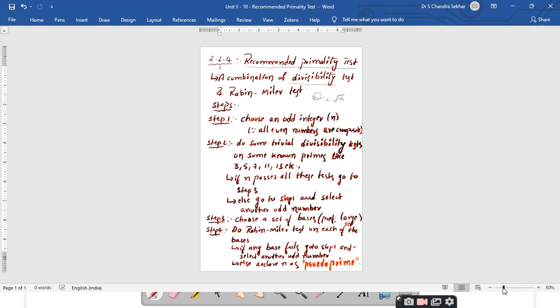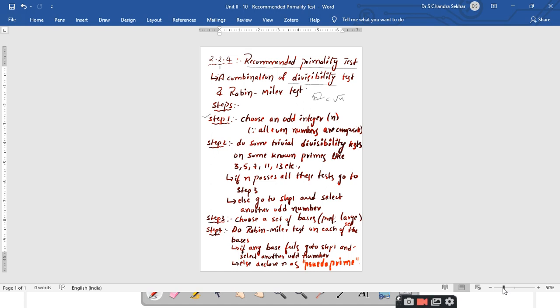So here we have two refinements. One is the divisibility test. Even though we have got a good result, or it is confirmed that it is a prime number or composite number, in order to have a more efficient result, we are going to test the same number with the Rabin-Miller test, right? So here is how the algorithm is defined.